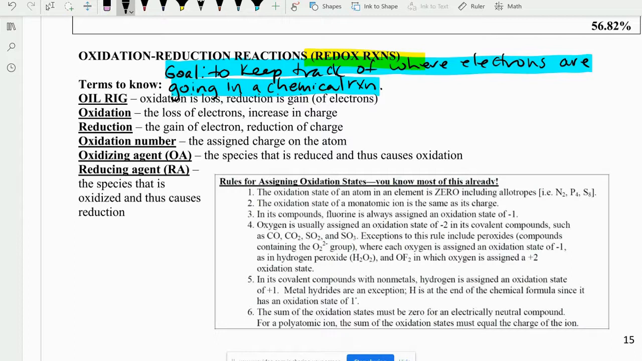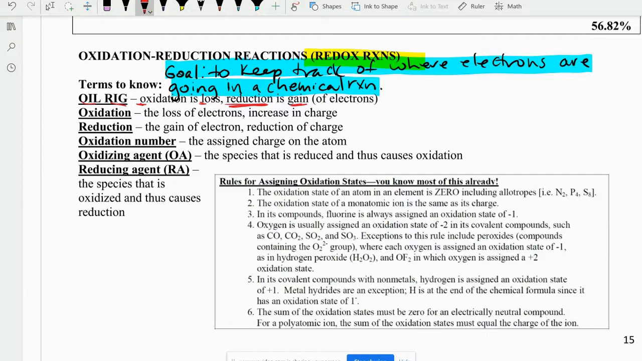And now there's some terms to know, as you can see here in your notes. And the first one seems kind of silly, but it's an acronym, you guys, and we call that OIL RIG. And what that stands for, OIL, is oxidation means to lose electrons. And RIG means reducing, or reduction means to gain electrons.